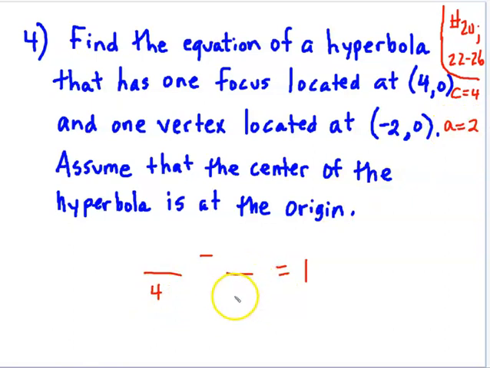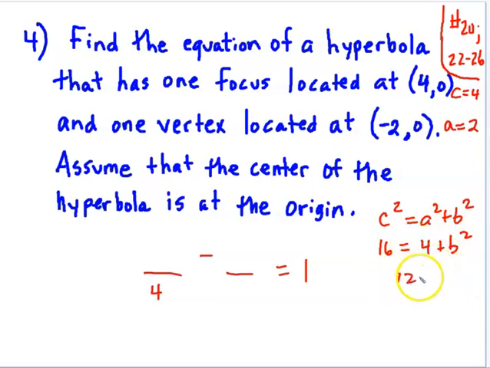What we don't know is b squared, but we can find it very quickly by using the Pythagorean theorem. c squared is a squared plus b squared, and we can solve for b squared. Subtract 4 from both sides, and we get b squared is 12.